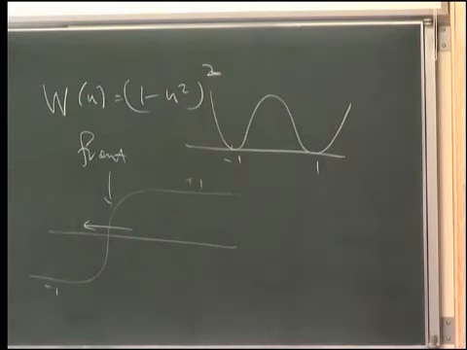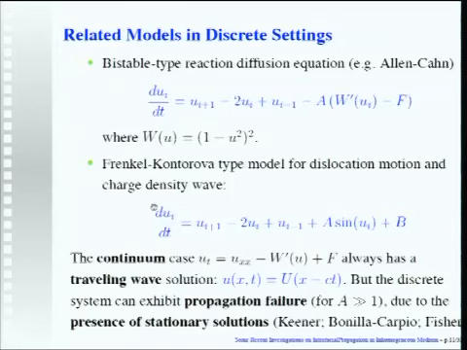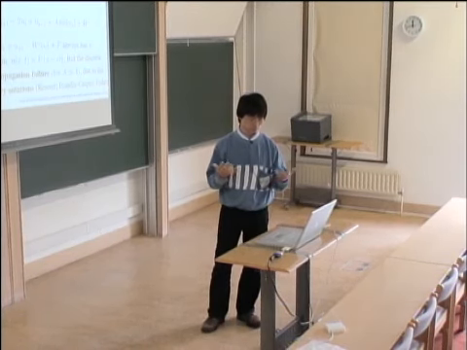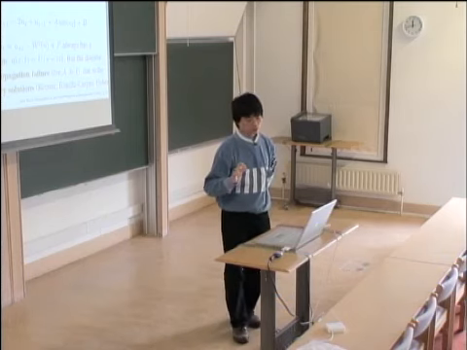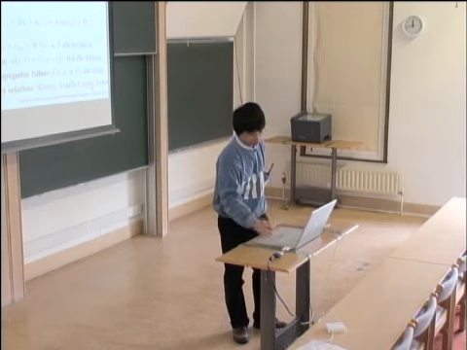Also in this dislocation motion, there are Frenkel-Kontorova type models, and also for charge density waves for electron interactions in metals, they have similar kinds of equations. The interesting thing is that for the continuum case, when there's external forcing, there's always a traveling wave solution when c is positive for any kind of tilt. But when you have a discrete system, you have a propagation failure, in the sense that the front is not going to move even if you have a forcing, and this is because of the presence of stationary solutions.